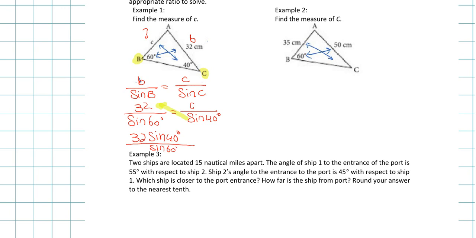Does that make sense to you guys? Does it make sense why it's coming over as a multiplication? You can put a bracket if you want, or you don't have to. You can put 32 times sine 40. It doesn't matter.